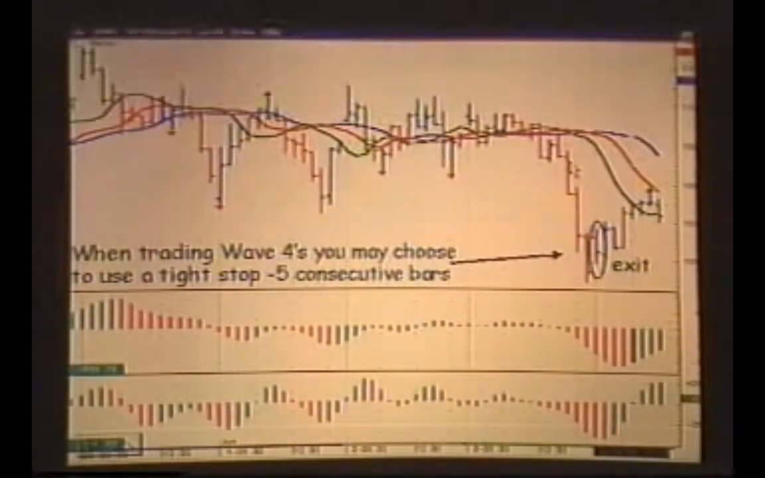But if you chose to be in here, 1, 2, 3, 4, 5, 6. Look at your consecutive red bars. The bar circled here is your exit. So what I'm saying is if you're choosing to trade a wave 4, you need to use tight stops because they move impulsively. If you're going to get in there and get some profit, take it off the table. Don't let it ride. That's my suggestion. That's what I do when I'm trading a wave 4 or a sideways market or a non-trending market.